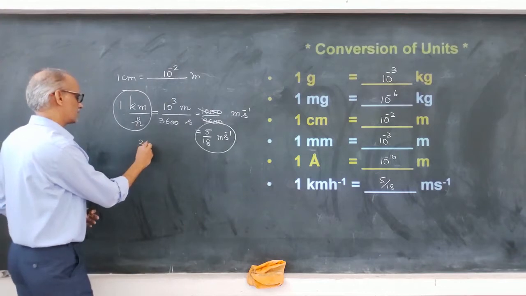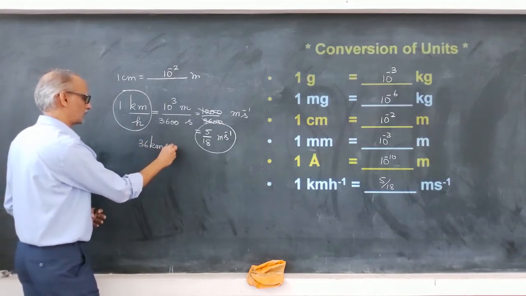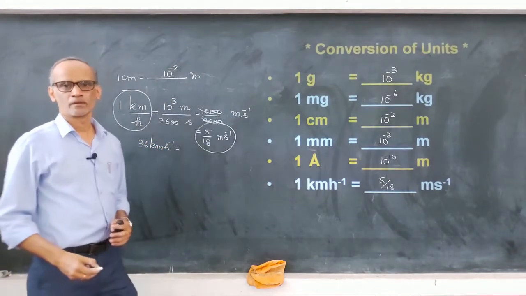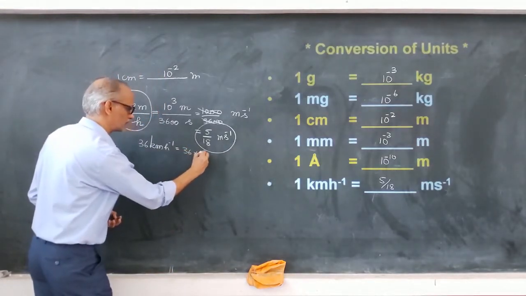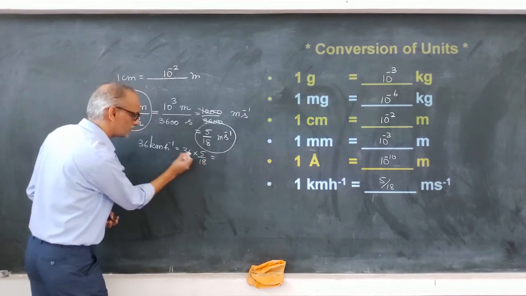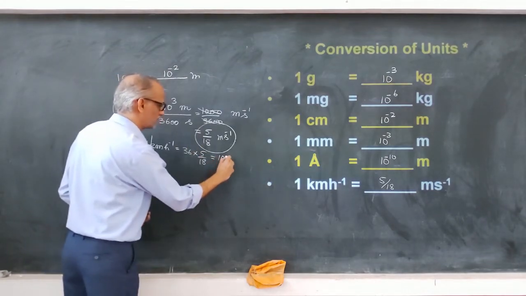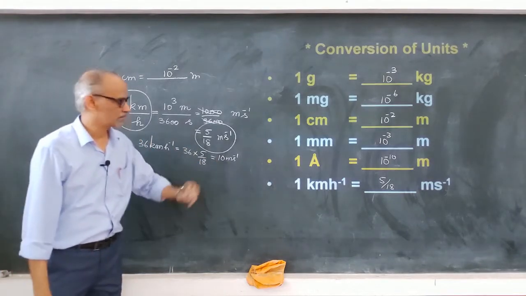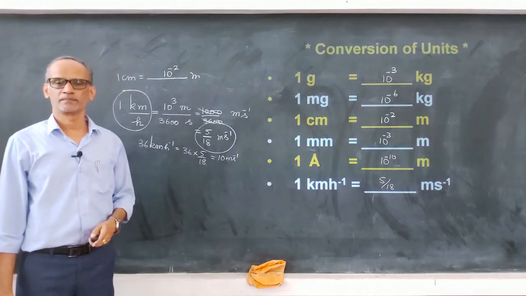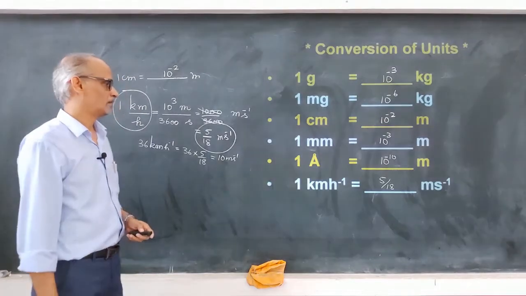Example, if it is 36 kilometer per hour, how many meter per second? 36 into 5 by 18. 18 2s are 36, 2 into 5 is 10. So 10 meter per second. So from kilometer per hour, I can very easily convert to meter per second. Understood these conversions of units?